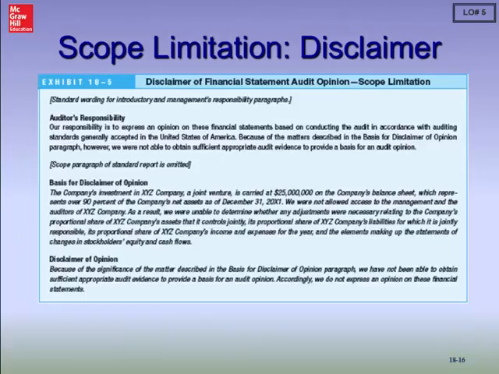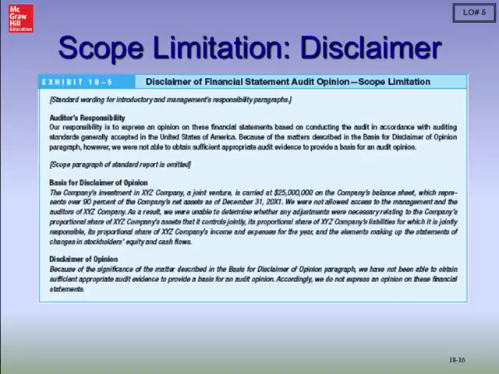Here is an example of a scope limitation, and the scope limitation is pervasive. Therefore, we are disclaiming our opinion. Basically, what's taking place here in the basis for the disclaimer, we are unable to audit a substantial portion of the balance sheet because it's part of a joint venture and we don't have access to the information. Because that joint venture is so substantial as compared to the entire financial statements, it is considered pervasive. Therefore, we are disclaiming the opinion.